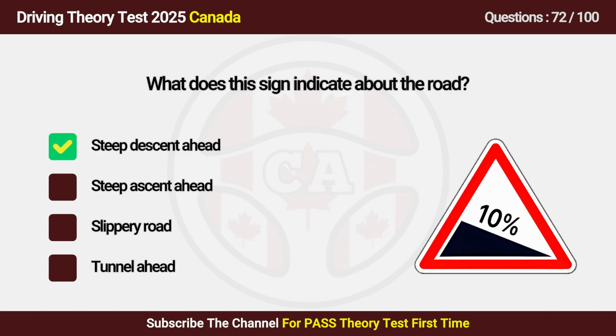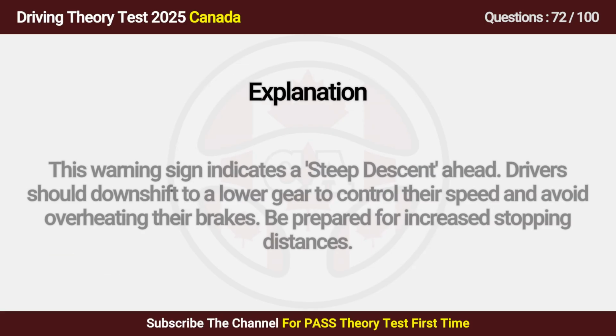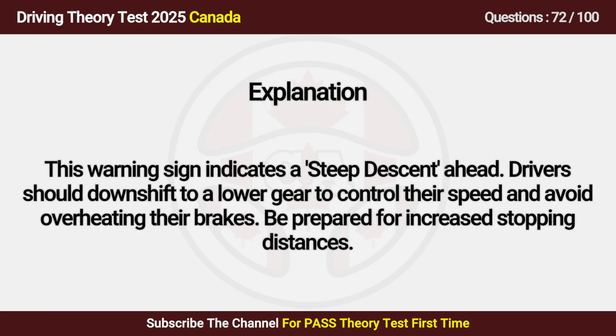Answer is A. Steep descent ahead. This warning sign indicates a steep descent ahead. Drivers should downshift to a lower gear to control their speed and avoid overheating their brakes. Be prepared for increased stopping distances.